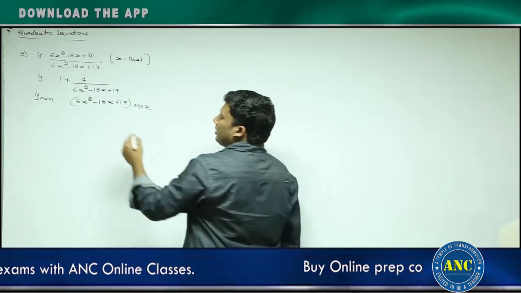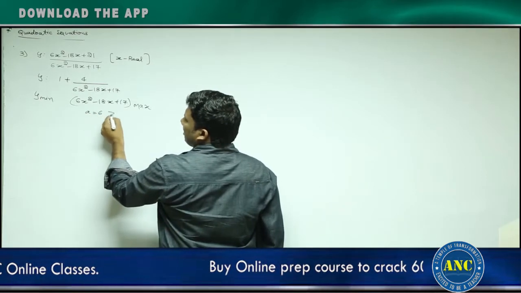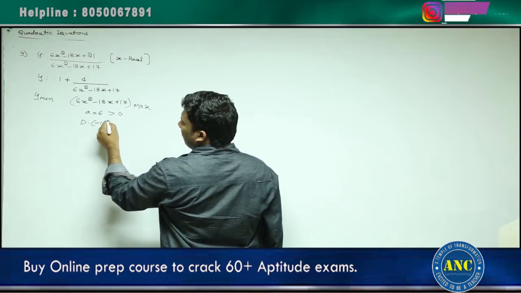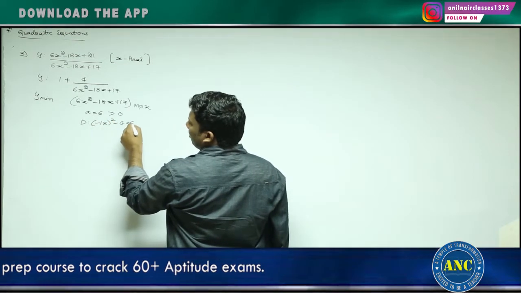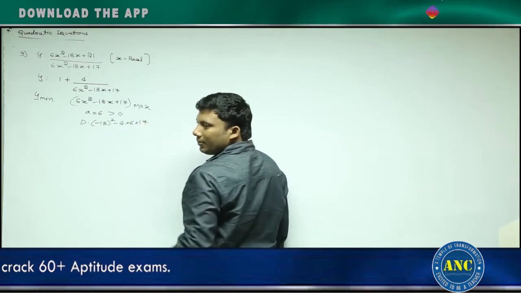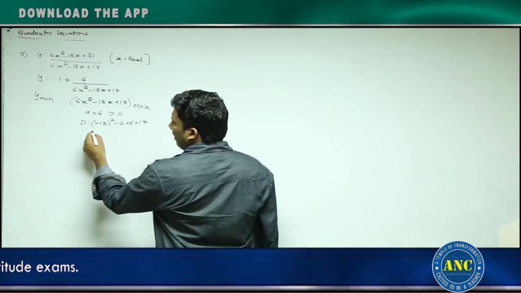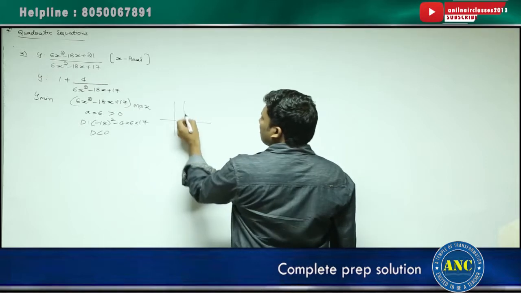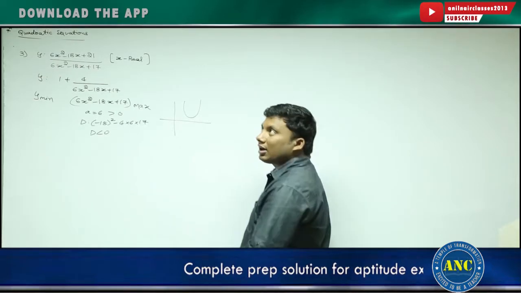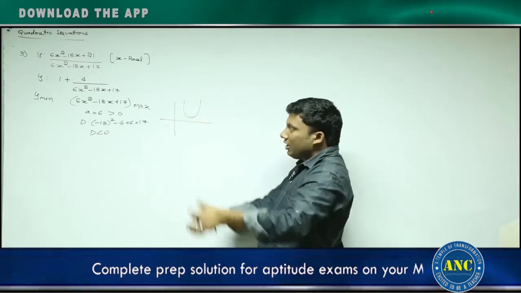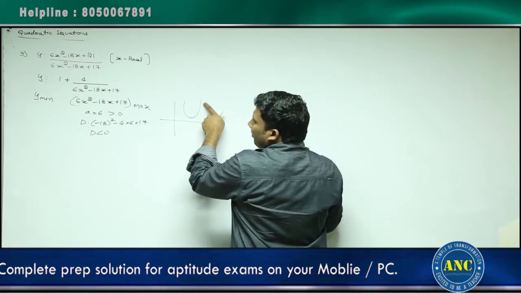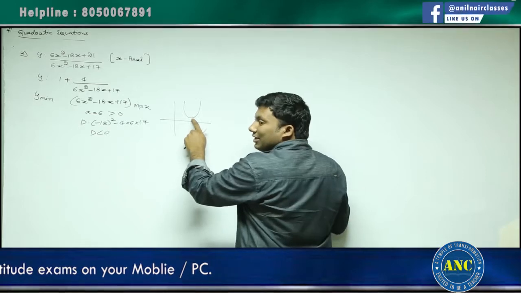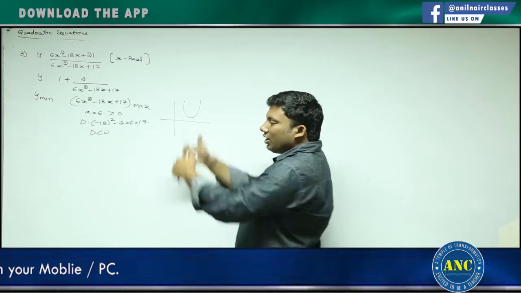So a is 6. 6 is greater than 0. When a is greater than 0, discriminant b square minus 4ac, right? So d is less than 0. A greater than 0, d less than 0 means the graph will be like this, right? The graph is going upwards. If it is going upwards, can you determine a unique maximum? No. But you can determine the unique minimum.